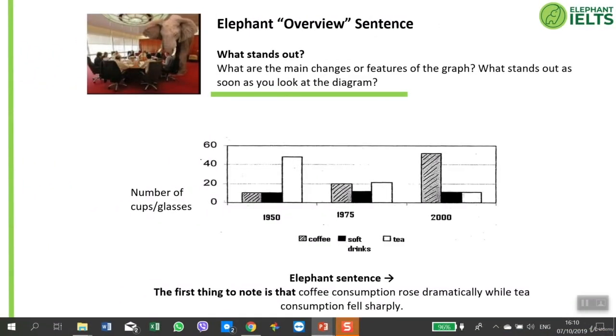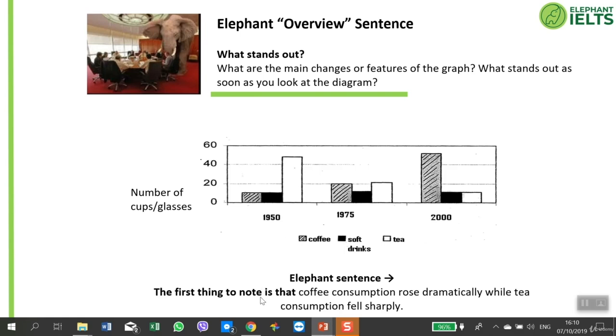Let's look at our bar chart again. What is the elephant in this graph? Isn't it these 2 drinks that had the biggest change in consumption over the period? Look at coffee. It rose sharply over the period. And look at tea. Well, that plunged, didn't it? Or fell sharply. So this would be our elephant sentence.